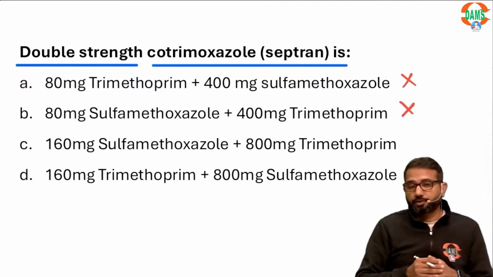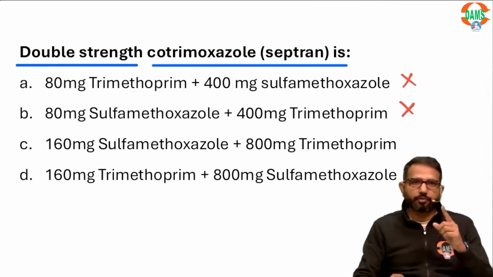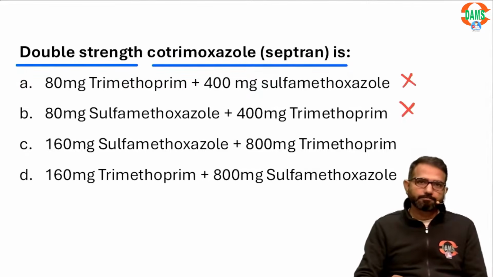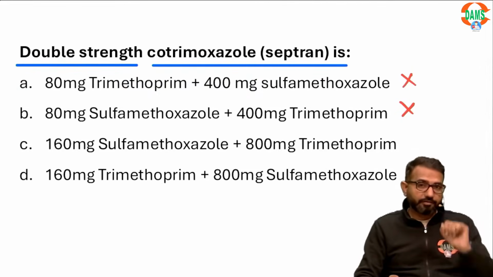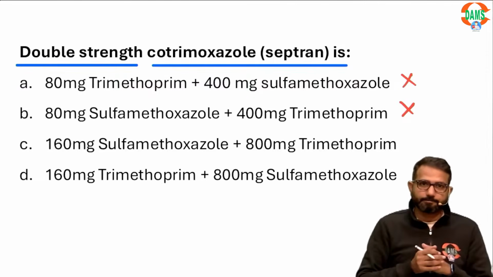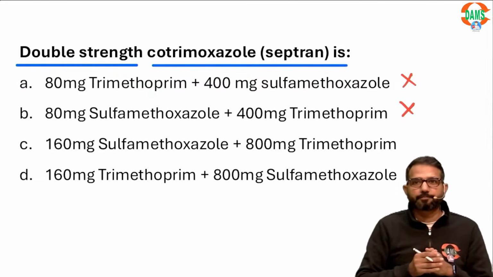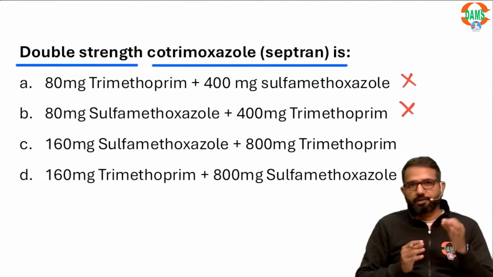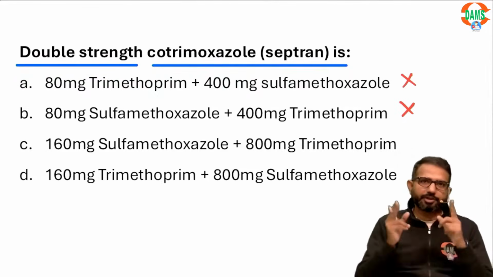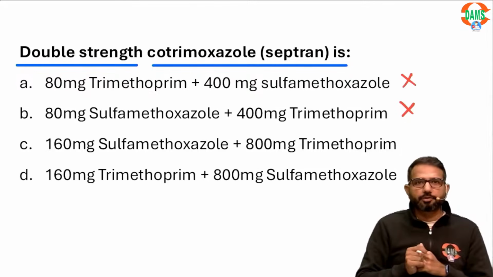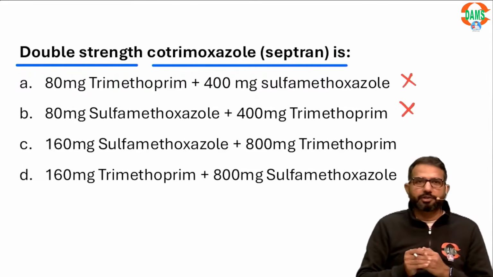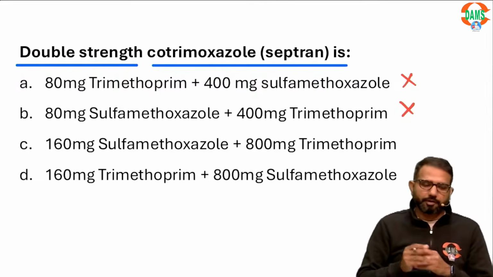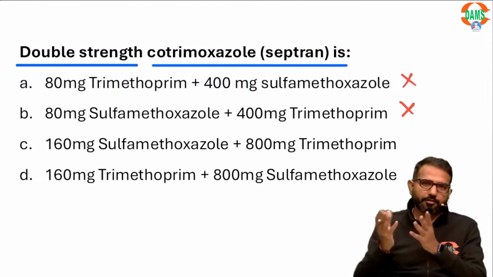So the ratio in cotrimoxazole, a combination of sulfa and trimethoprim, is 5:1 or 1:5. So which is 5, which is 1? Tell me. Is sulfa 5 or trimethoprim 5? Because the ratio in the tablet is 5:1. So you can see 160-800 sulfa tri or 160-800 tri sulfa. What do you think, guys? 1:5 or 5:1? You have to see.